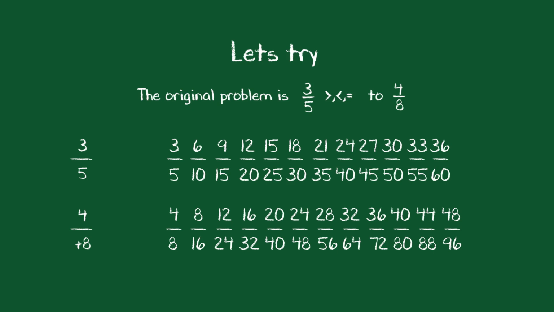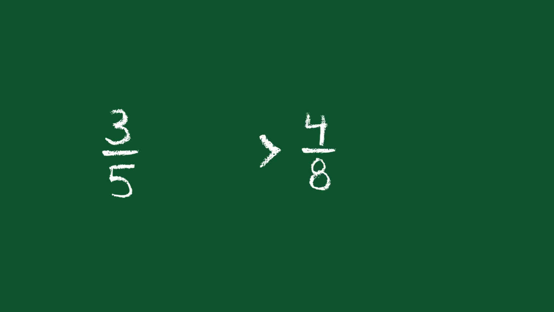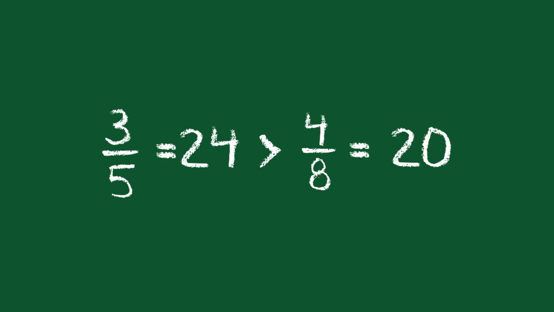Now we can clearly see that the lowest common denominator between the 5 and the 8 is 40. Now we can look at our top fraction, the 3/5, which is represented by the product of 24, and the 4/8, which is represented by the product of 20. So in conclusion, 3/5 is greater than 4/8 because 24 is greater than 20. If you got it, say I got it. I got it. Very good. Let's try another one.